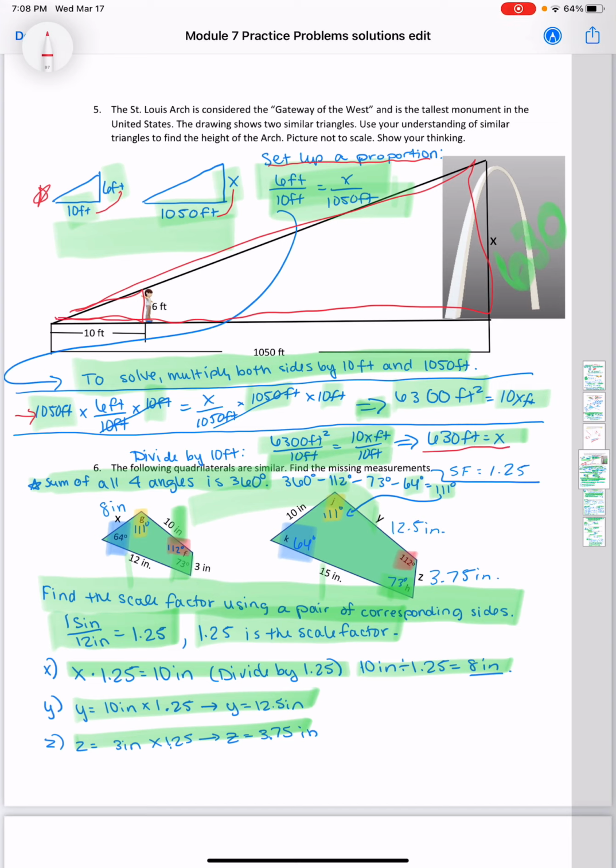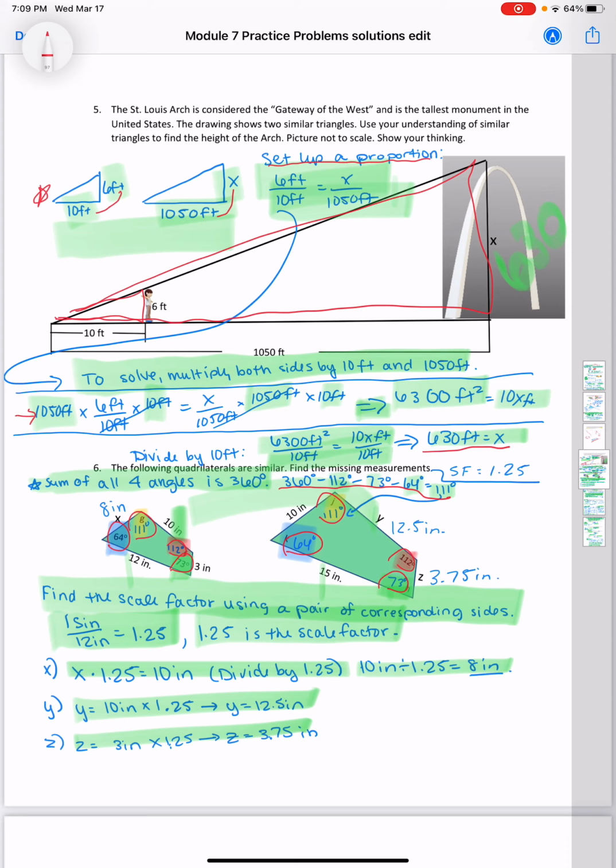For number 6, again, I started with the angles. So we've got 112, 112, 73, 73, 64, 64, and we don't know G or J, but I know the total of 4 angles in any quadrilateral, the sum of those measures has to be 360 degrees. So if I subtract the ones I know, I'm left with 111 degrees for each of those.